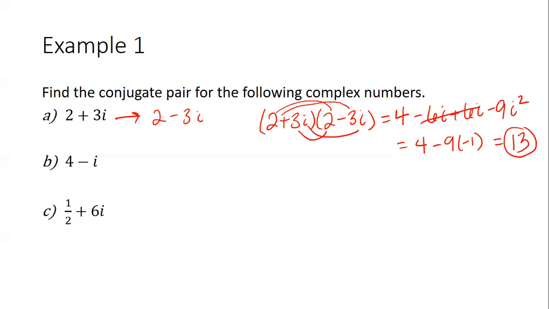Wait, who said that i squared equals -1? Is it always? Mhm. So i equals the square root of -1. Therefore, i squared equals -1. So every time I see i squared, I replace it with -1. Every time. All right, so what's the conjugate here of 4 minus i? 4 plus i. What's the conjugate here?